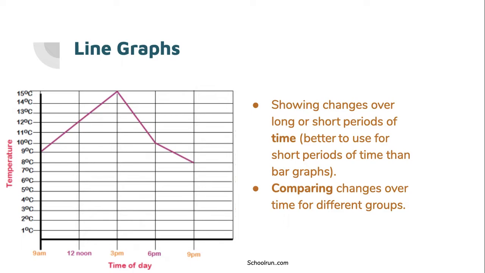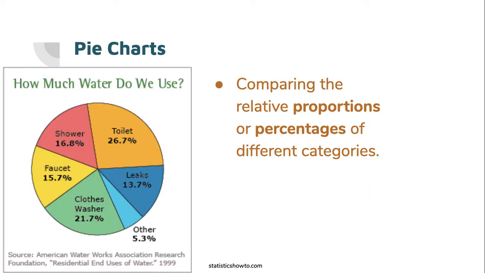For example, days or even hours, like this example that shows the change in temperature over the course of a day. You can also plot multiple lines on a line graph and code them with different symbols or colors in order to compare changes over time for different groups or categories. A pie chart is a big and bold way of showing the different proportions or percentages used up by different categories or resources.